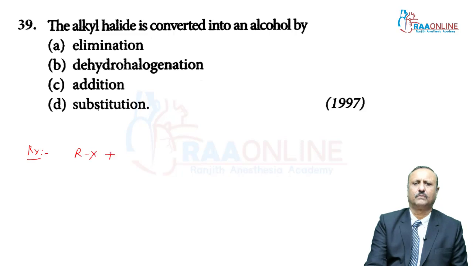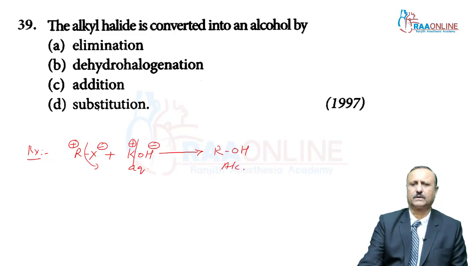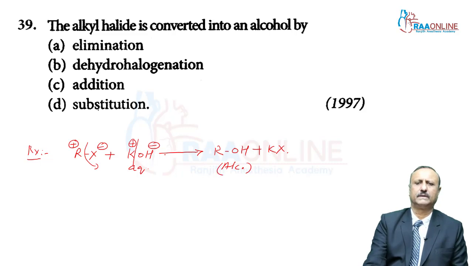Alkyl halide, RX, reacts with KOH, and this KOH is aqueous KOH, meaning KOH is dissolved in water. Then the X minus is replaced by OH, and you get ROH, which is an alcohol, and KX. So, my dear students, here you get the alcohol by this reaction, and this reaction is called a substitution reaction.